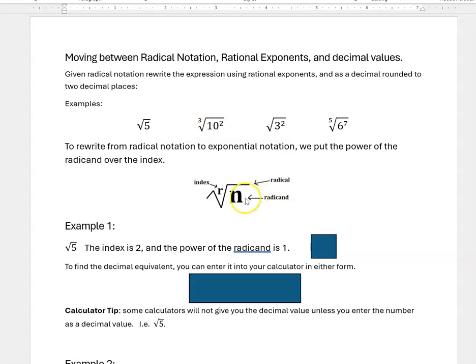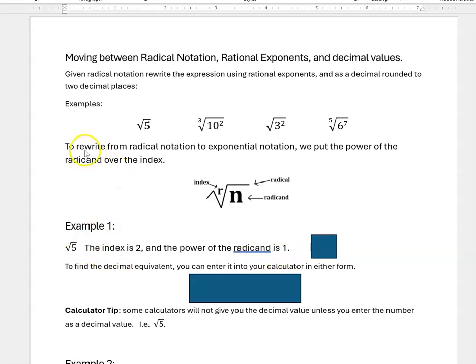When I talk about a radical, the number underneath is the radicand. The symbol is the radical, and then the index is here. When we have an index of 2, we don't usually show it. So when I see the square root of 5, I know that the index is 2, even though it's not there. In this case, the index is 2, and the power of the radicand is 1.